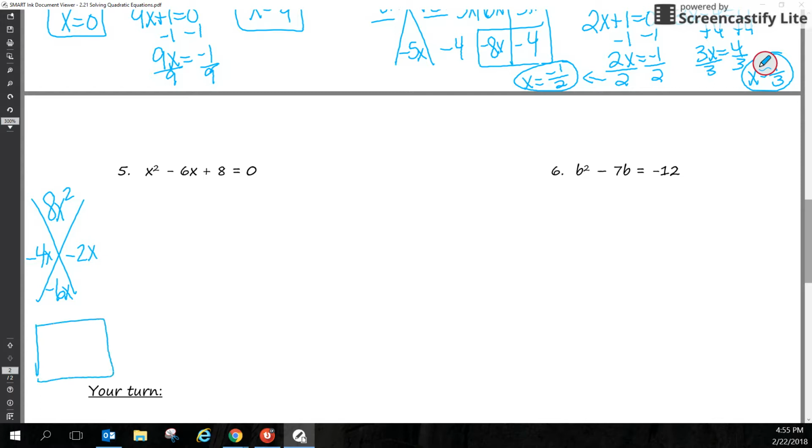Setting up the box, I've got x squared and 8 and my 2 factors in the other 2 boxes. What's common between x squared and 2x? That's just x. X times x gives me x squared. X times negative 2 gives me negative 2x. X times negative 4 gives me negative 4x. And negative 4 times 2 gives me the positive 8. So this guy factors out as x minus 2, x minus 4 equals 0.